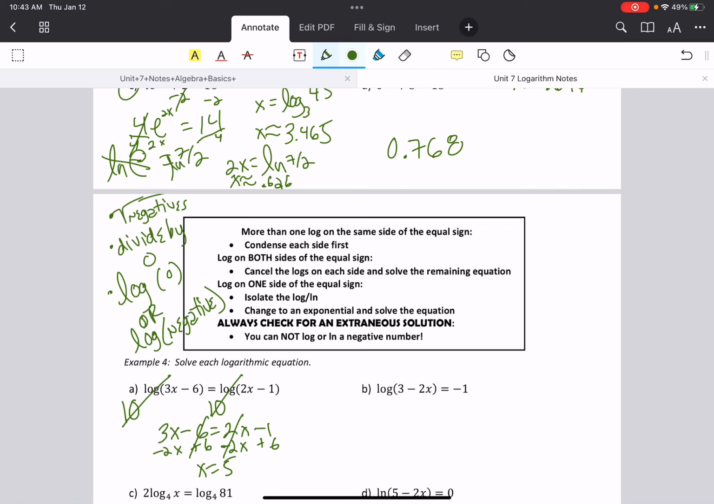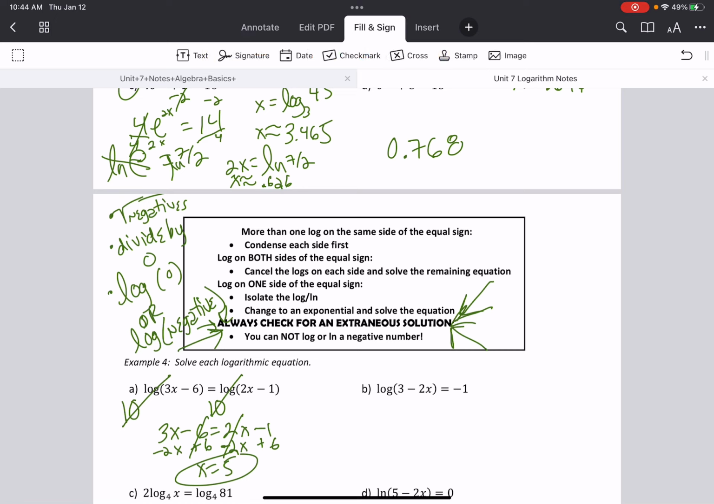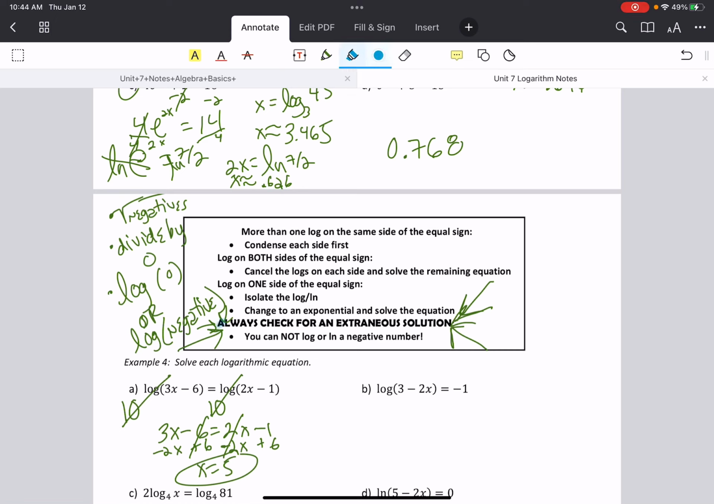And now I have to stop and double check, is that extraneous? If I plug 5 into either of these, do I get 0 or a negative? 3 times 5 minus 6 is 9, and 2 times 5 minus 1 is 9, so that one's good. That's actually my answer.